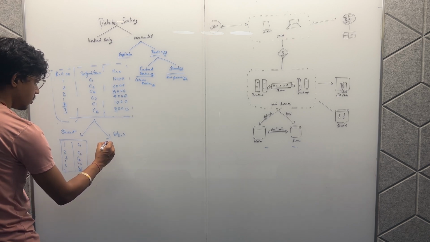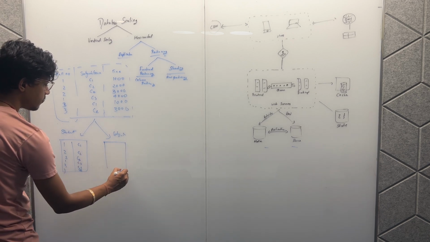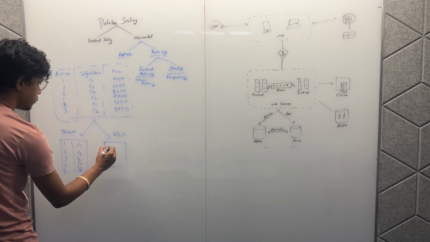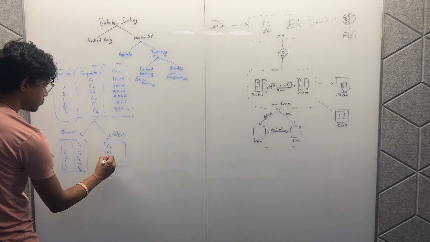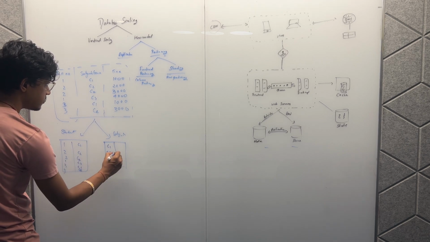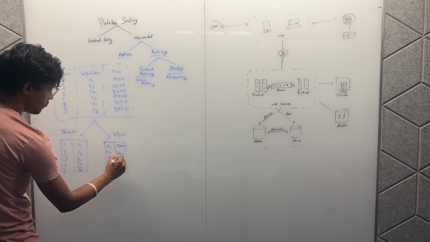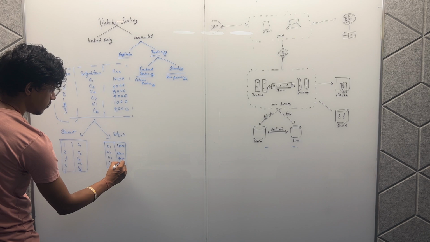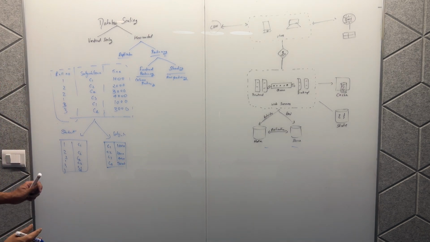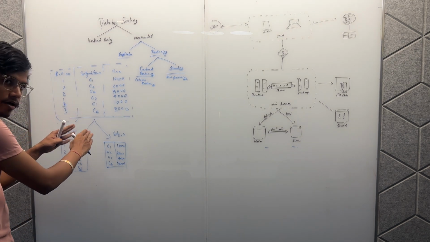We'll create one table for the subjects. So we have C1, C2, C3, and C4, and it has its fees 1000, 2000, 4000, and 3000. Now we have divided this table functionally into two parts.